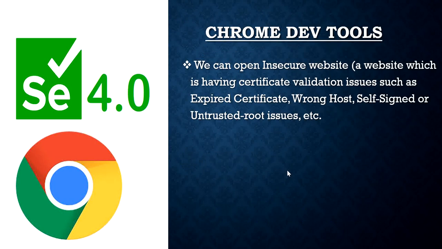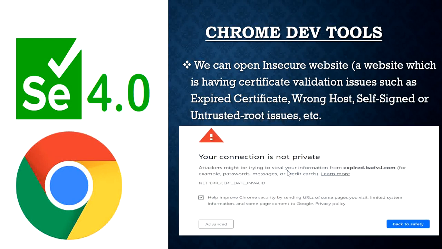In Chrome DevTools, the feature I'm talking about is for insecure websites. We can open an insecure website, a website which has some certificate validation issues such as an expired certificate, wrong host, self-signed or untrusted root, etc. If you see these types of issues, then we are not able to open the website. We will get an error like this: your connection is not private, attacker might be trying to steal your information. We get this information from the Chrome browser or Mozilla, whatever browser we are using.